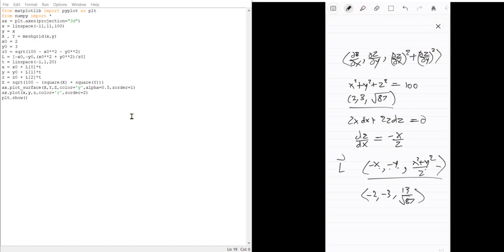So, yeah, we won't actually write all that because I've done a more general approach over here, right? You could have any kind of x naught, y naught, z naught over here. It would still work. So that's our L vector.